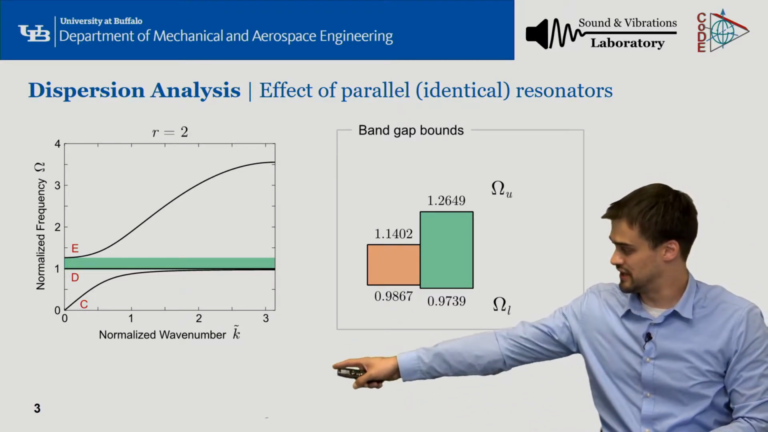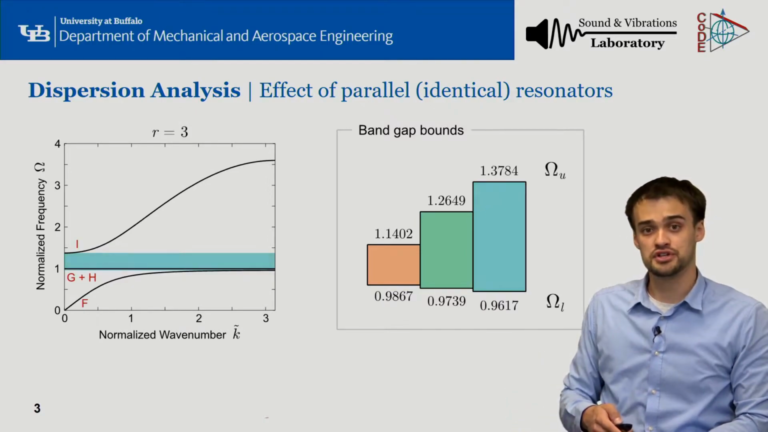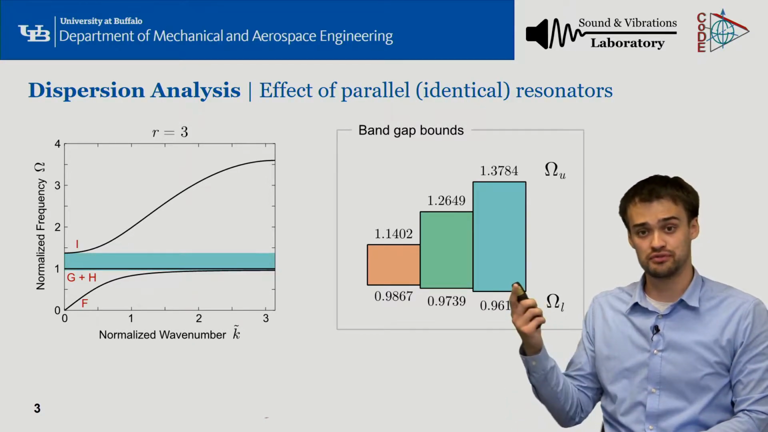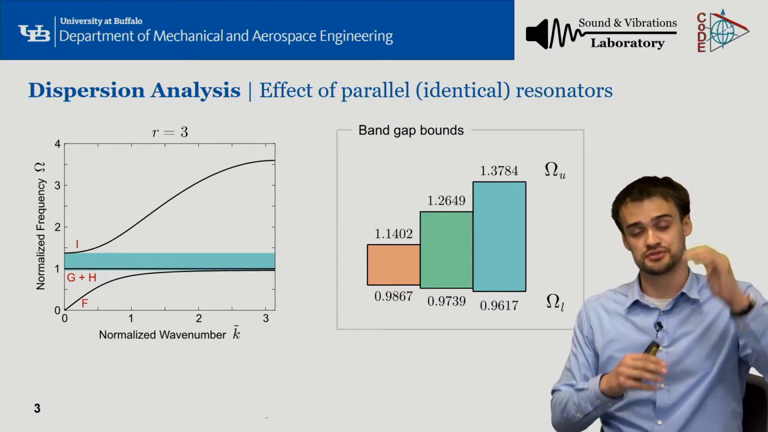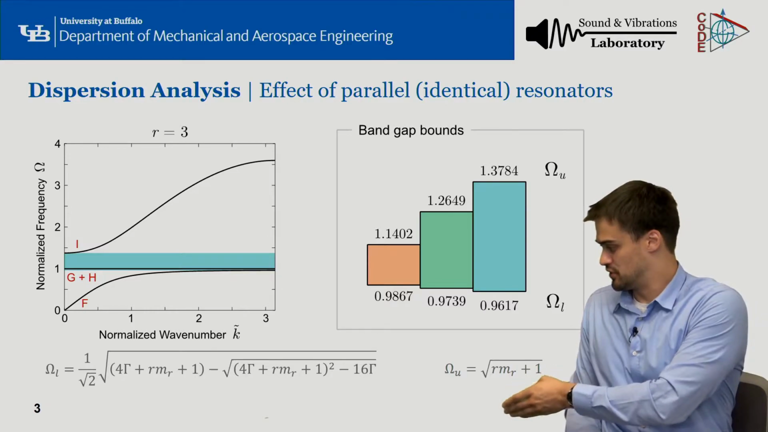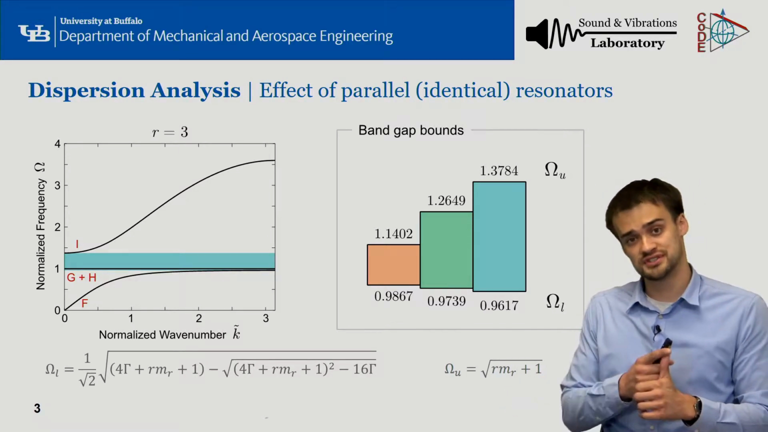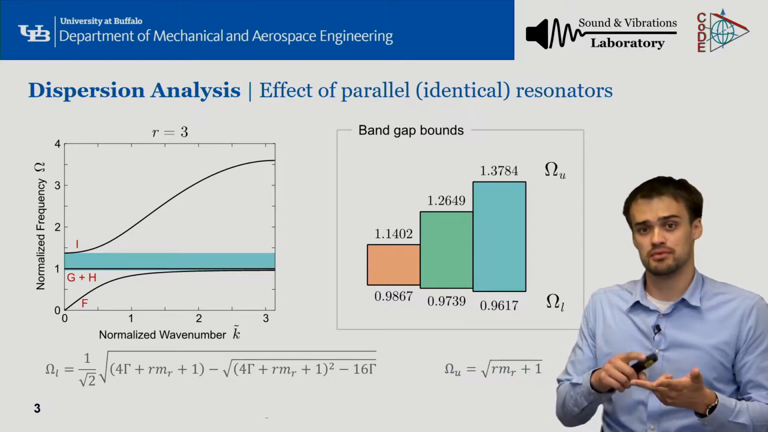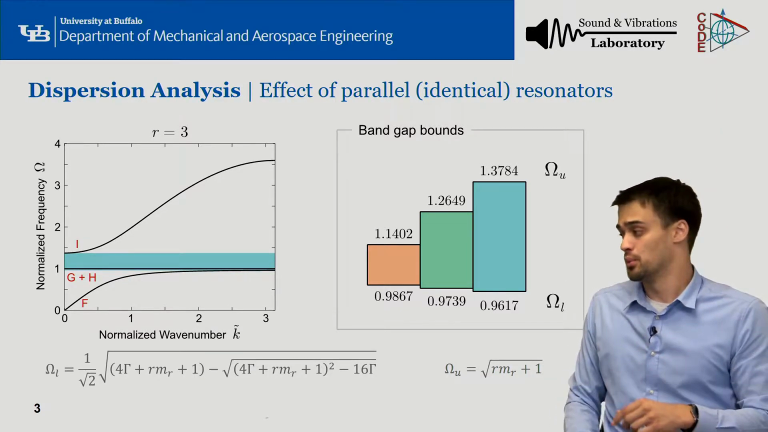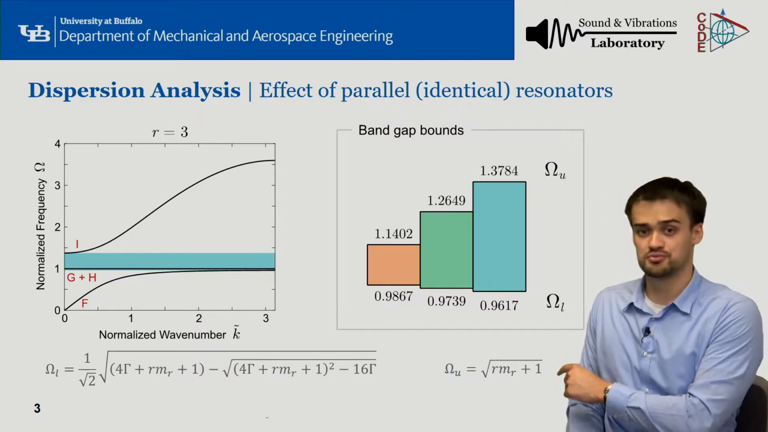Furthermore, we can see a flat branch, which indicates that there is a local resonance mode. If we continue to increase the number of resonators to 3, for instance, the widening continues. Analytically, we can write the lower and the upper bound as follows, which only depend on normalized parameters, which depend on the spring stiffnesses, the masses, and the number of resonators. Consistent with a single resonator metamaterial, the upper bound is independent from the spring stiffness.